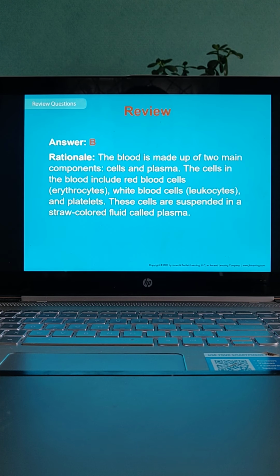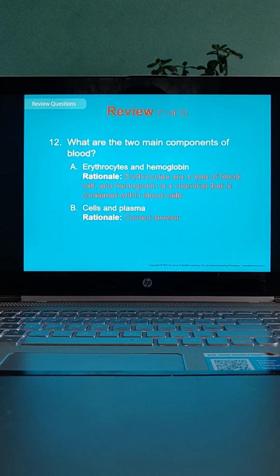The blood is made up of 2 main components, cells and plasma. The cells in the blood include red blood cells, white blood cells, and platelets. These cells are suspended in a straw-colored fluid called plasma. Plasma is like a really, really light-colored yellow.